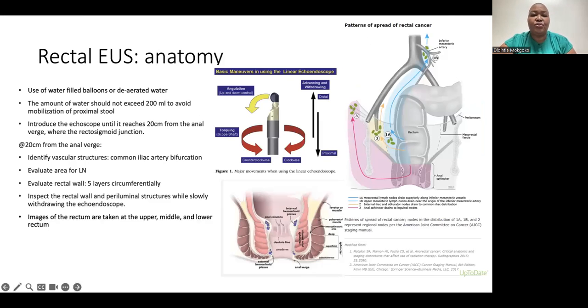Okay, so what do you actually do? Ideally, you should use water-filled balloons or water that has no air in it if you're going to be using a foot pump. So use a sort of airtight container and use a foot pump, and ideally not introduce any air into the rectum. The amount of water that you use, if you've only used an enema and you haven't had full bowel prep, you should try not to instill more than 200 mils of water into the rectum, to avoid a waterfall of proximal stool that will obviously affect the sensitivity of your procedure and might even lead to you having to abandon it because of technical difficulty.